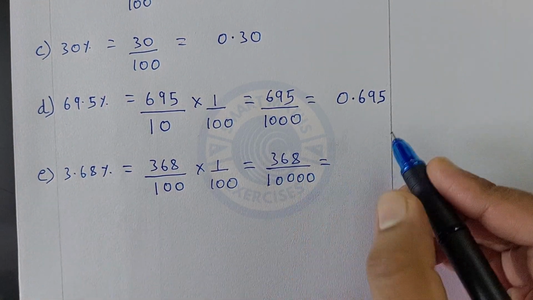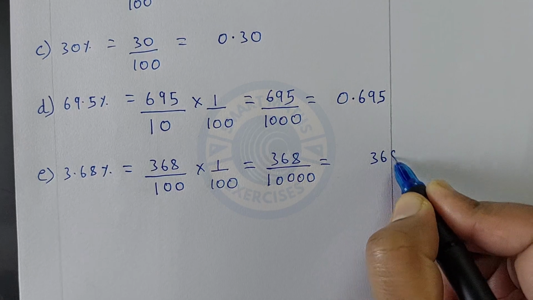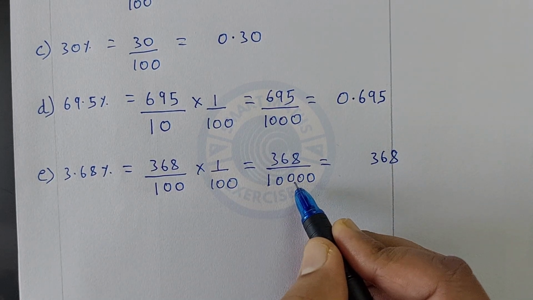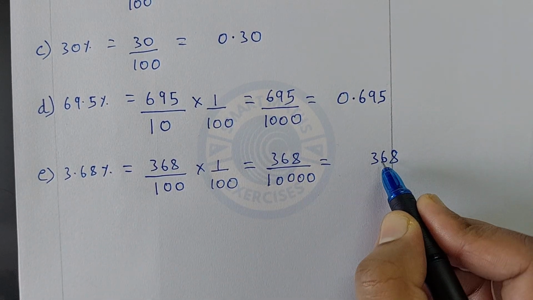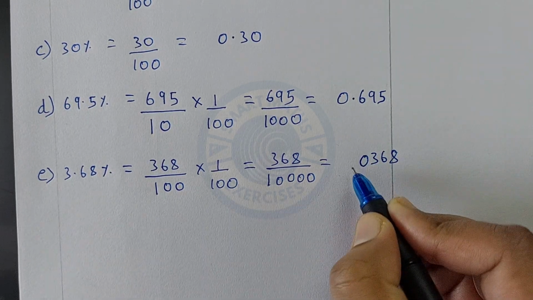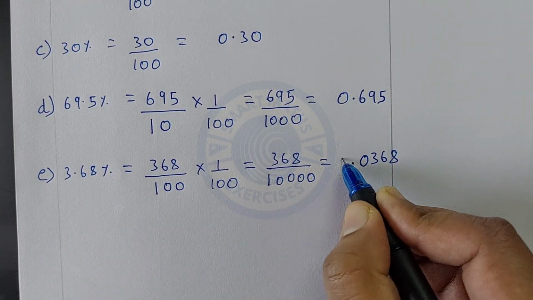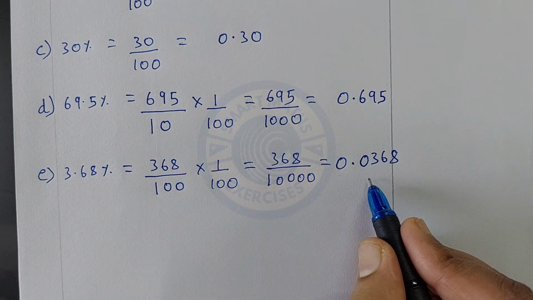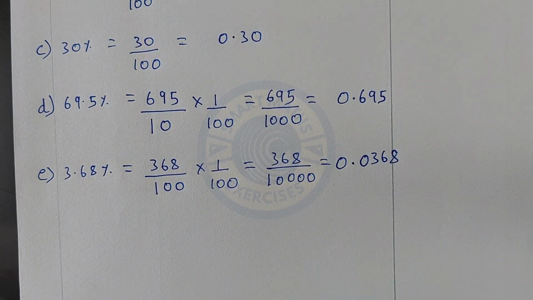Now write 368 in the right hand side, and there are 1, 2, 3, 4 zeros. So 1, 2, 3. There is no number here, so add 0 here, then decimal point and then 0. So 0.0368 is the answer.